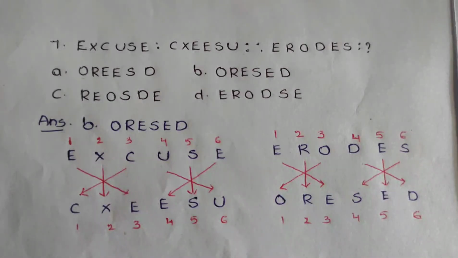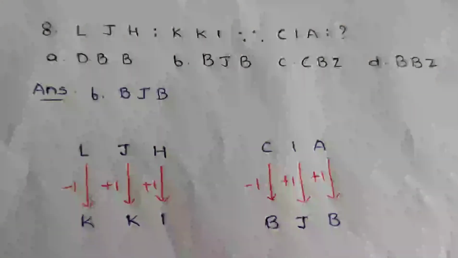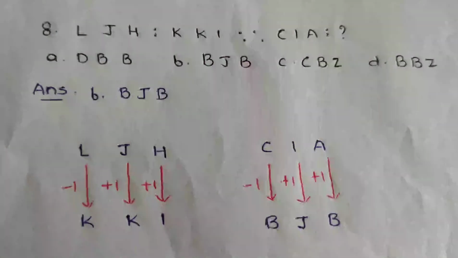So now the eighth question is: LJH is to KKI. Similarly, CIA is for what? So the options are DBB, BJB, CBZ, BBZ. So first let us find out the relation between the first set. So here the first set is LJH, right?